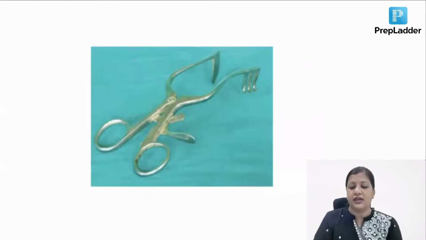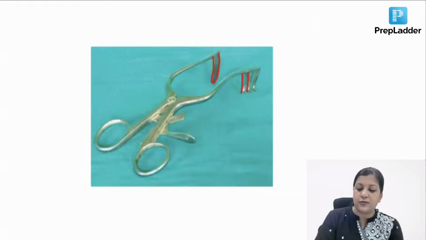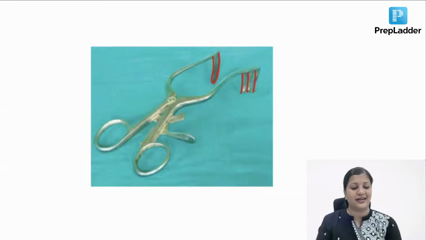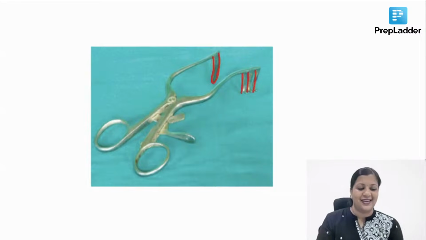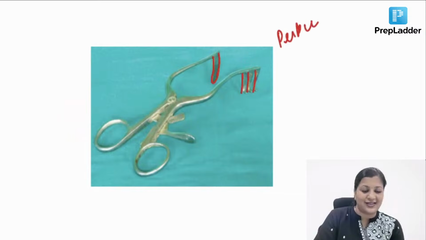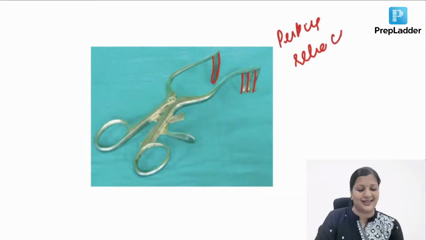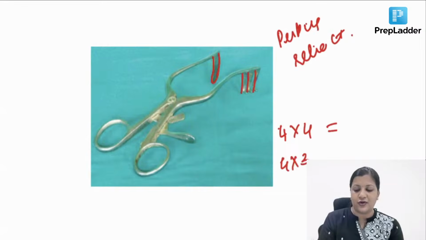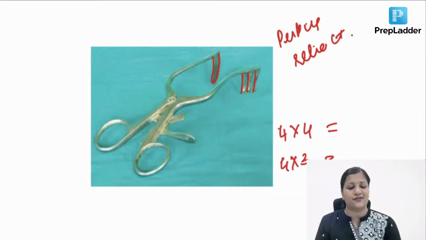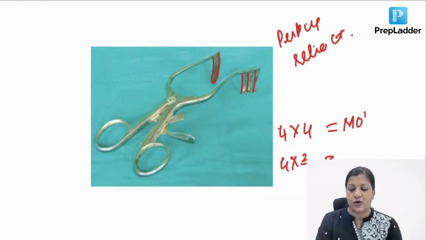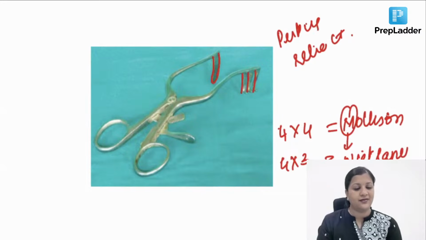Perfect. Look here. There is one prong on one side and 3 prongs on another side. What will you call this retractor? I've discussed this also. Yes, very good. This is called as your Perkins retractor. Excellent. And if it is 4 by 4, what will you call it as? And 4 by 3, what will you call it as? I've already discussed, just a revision. 4 by 4 is Mollison. Reverse M, what do you get? W. It is Wheat-Lanner's. Done?